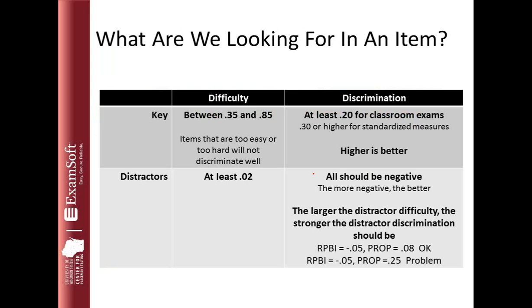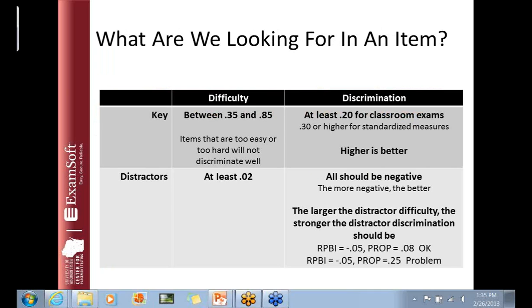The more negative, the better. And the larger the number of people who select that alternative, the more negative you want that distractor to be. So this is a very difficult thing to explain. You sort of need to see it in order to understand it.